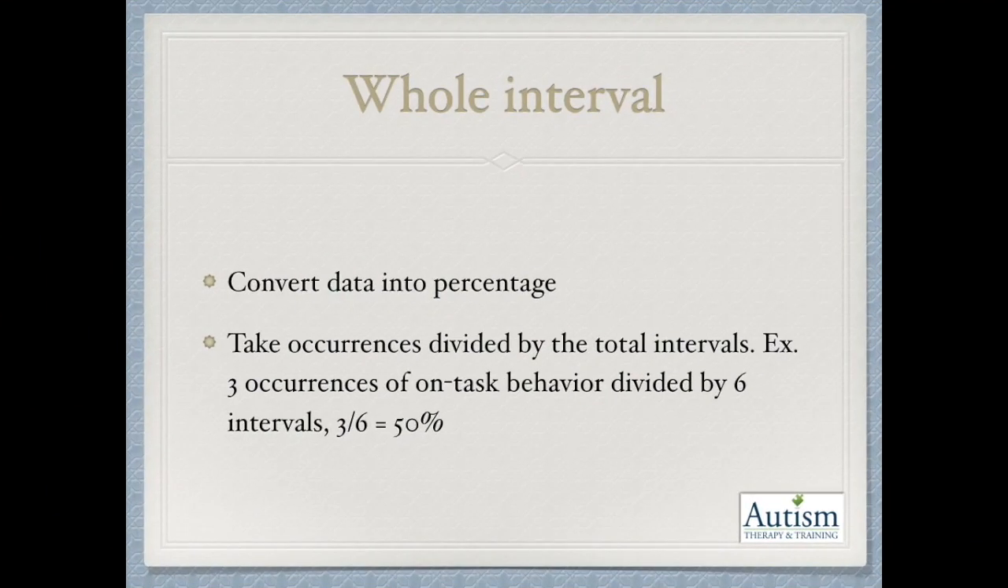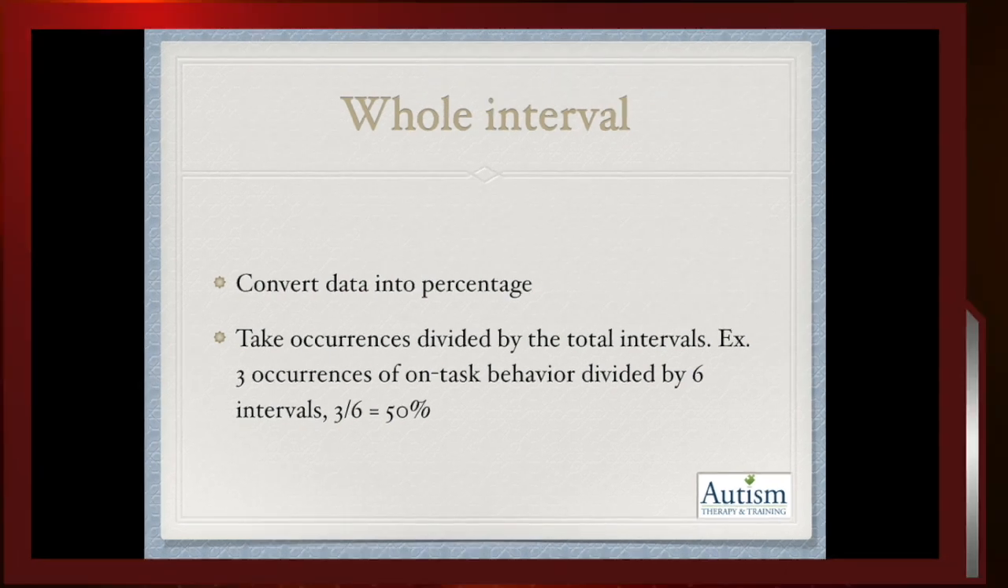For example, if you were observing on-task behavior, you would mark when the learner was on task. Suppose they were on task 3 times out of the 6 intervals, you would get 3 out of 6, and your percentage would be 50%. This would mean that the learner was on task 50% of the time.